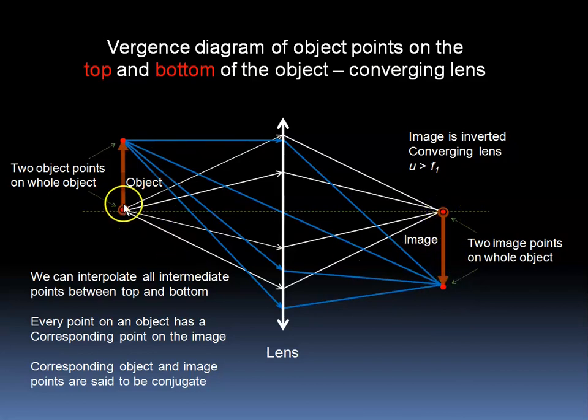We can infer that all the points in between the top and bottom have their corresponding image points, but we have not drawn the divergence ray diagrams for all the intervening points. Note that the whole object is upright, but the image is inverted, and this is typical of real images. It is assumed that the object is further away from the lens than its primary focal point, so that it forms a real image.